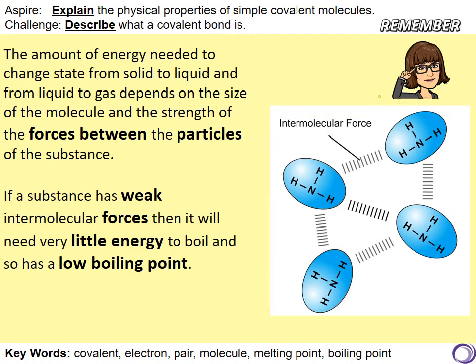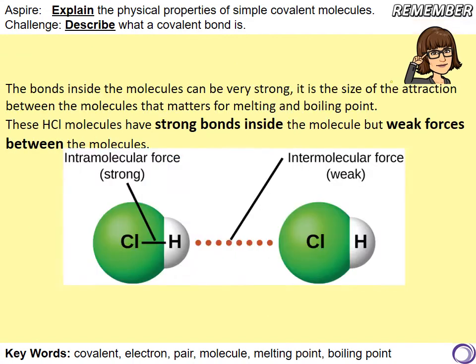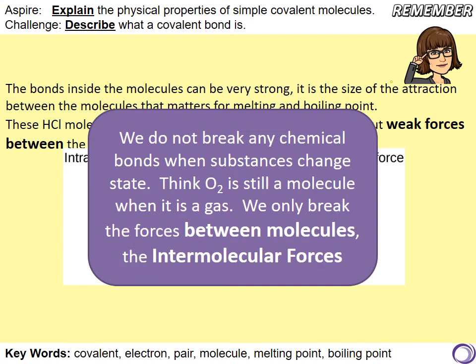So if a substance has weak intermolecular forces, it will need very little energy to boil, and it will have a low boiling point. The bonds inside the molecule are very strong. Covalent bonds are incredibly strong bonds. When we make a substance change state, we do not break any chemical bonds.